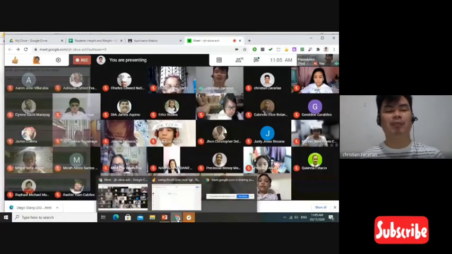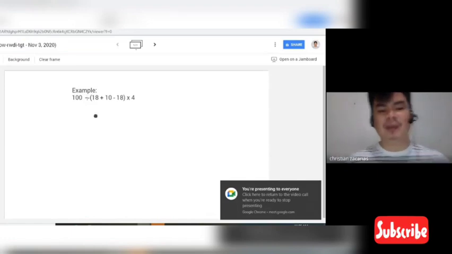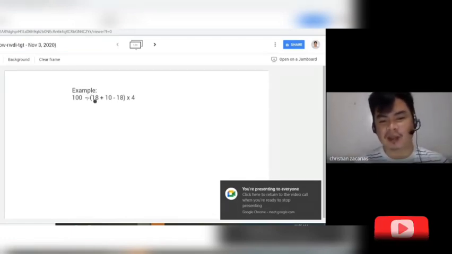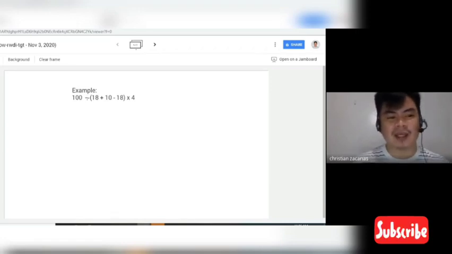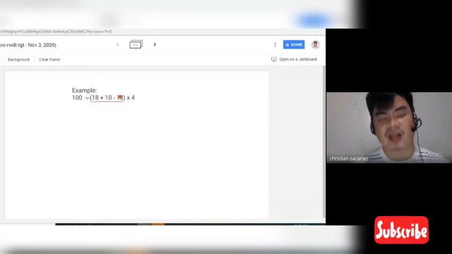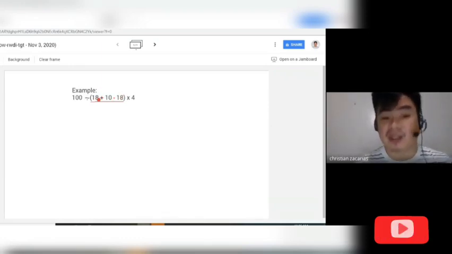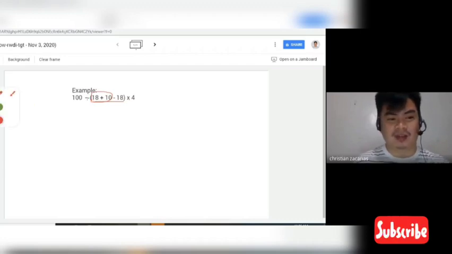Okay, for our last example, mag-compute tayo. Ayan. For example is we have 100 divided by, close and open parentheses, 18 plus 10 minus 18 times 4. Okay, sir, paano yan? Okay, makikita natin, sir, meron kang nilagay dyan na dalawang operation inside the parentheses. Anong uunahin natin? Siyempre, kung anong nauna dyan, since addition and subtraction yan, left to right tayo. Ang gagawin natin una dyan is, we are going to solve first 18 and 10. Okay, so let's solve them now.